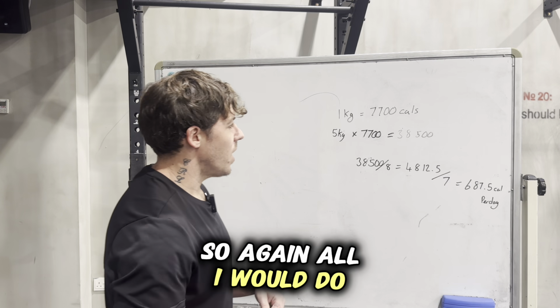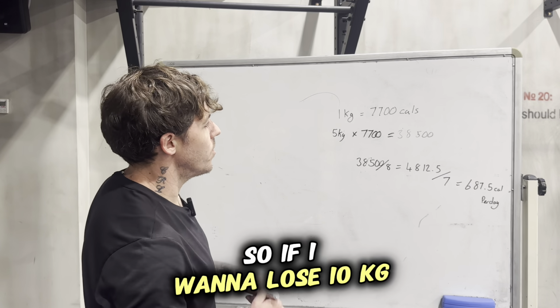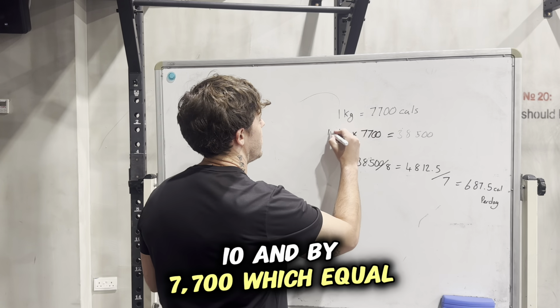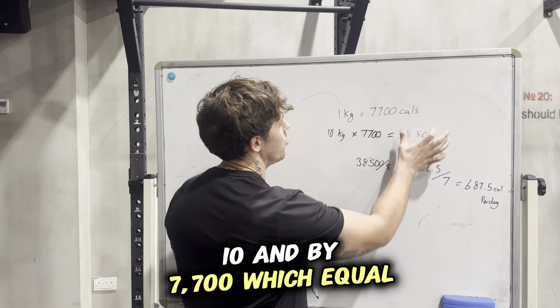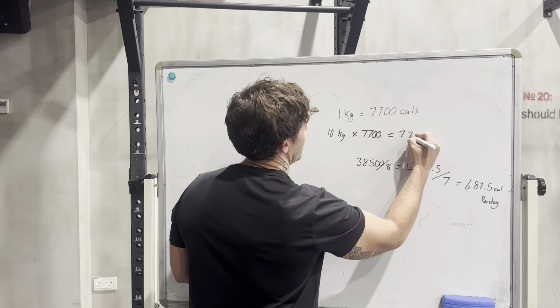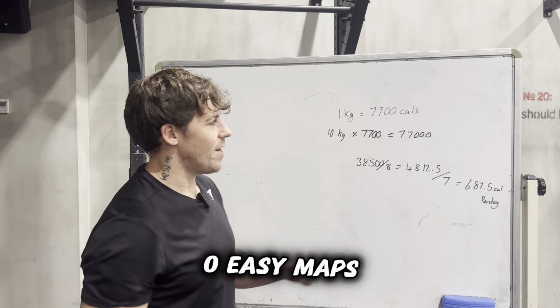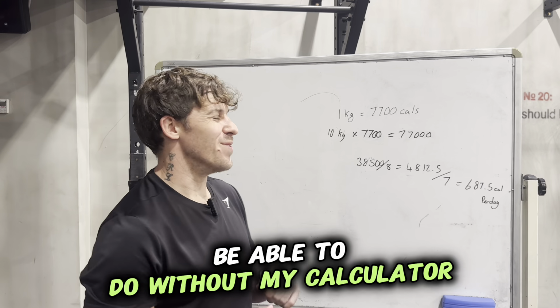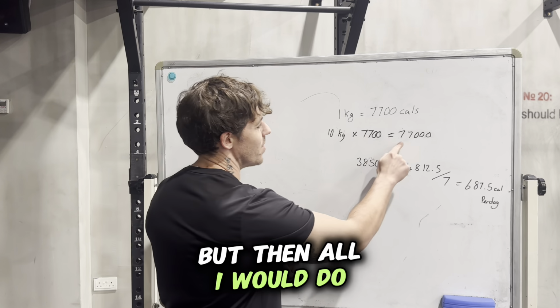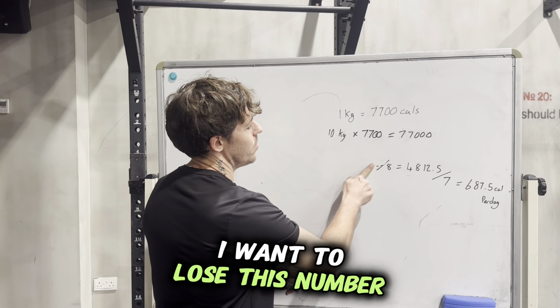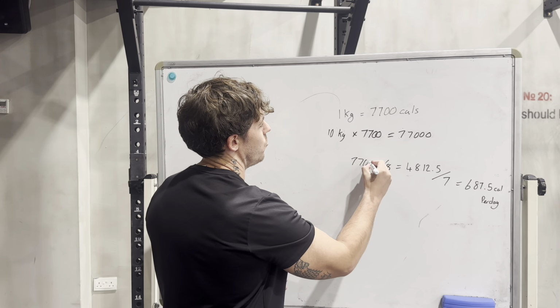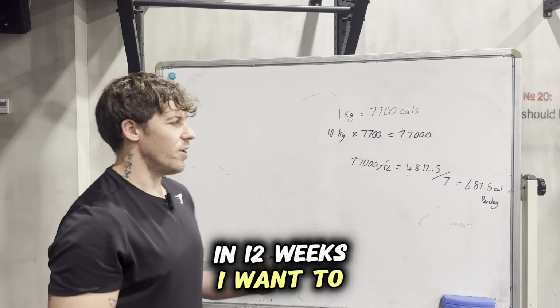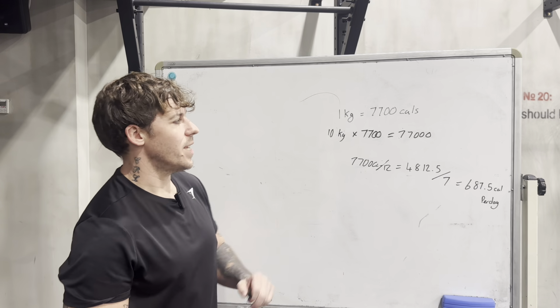So again, all I would do is plug and play these numbers. So if I want to lose 10 kilograms, 10 times by 7,700 equals 77,000. Easy maths, thank God. The next maths I'm not going to be able to do without my calculator, but then all I would do is use this number. I want to lose this number, which is 77,000, in 12 weeks. So in 12 weeks, I want to lose 10 kilograms.